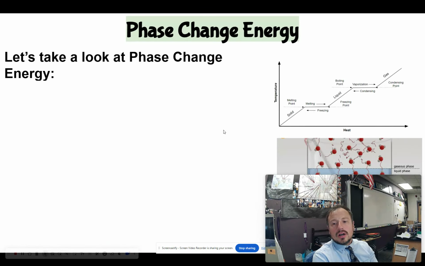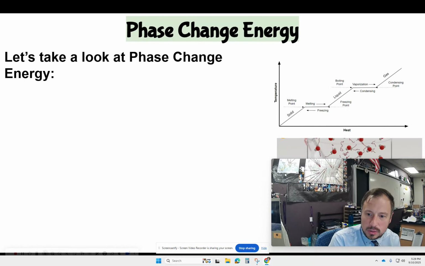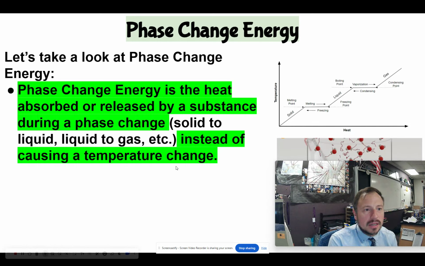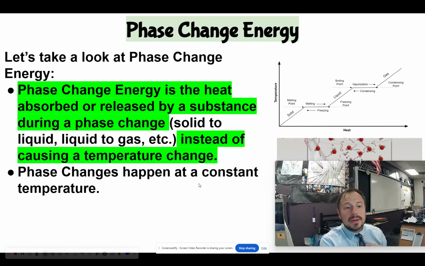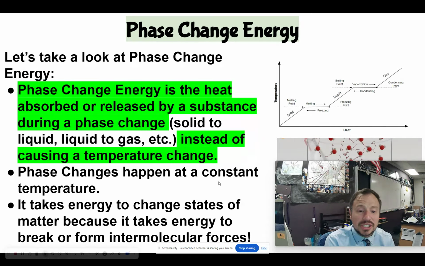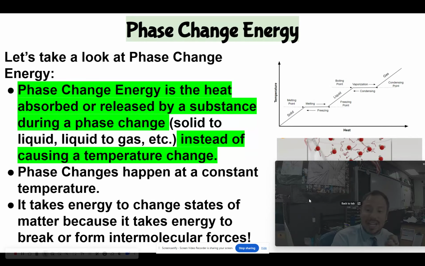So now let's talk about phase change energy. This is one of the last things we have to talk about here. Phase change energy is the heat absorbed or released by a substance during a phase change. So you're going from solid to liquid, liquid to gas, etc. Those six common ones there, instead of causing a temperature change. Phase changes happen at a constant temperature. It actually takes energy to change states of matter because it takes energy to break or form those intermolecular forces.